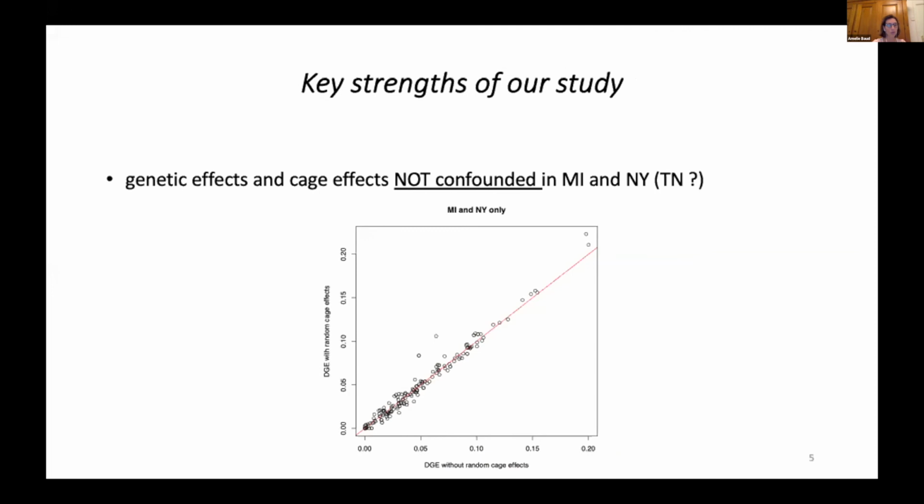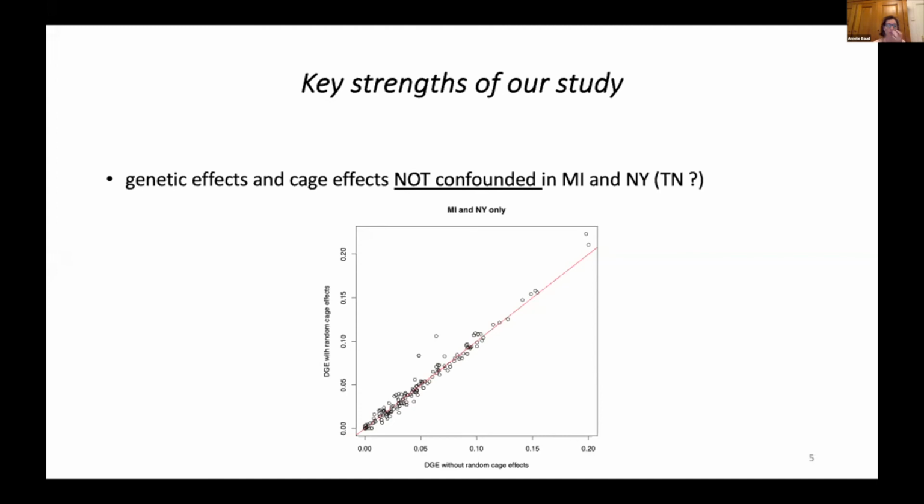I wanted to go through the strengths of this study, and the first one, as I was alluding to before, is that we don't have siblings in the same cage. And that means that genetic effects are not confounded with cage effects. And we know that cage effects can be quite strong in microbiome studies, whereby rats or mice sharing a cage tend to have more similar microbiomes. So if animals sharing a cage were siblings, you can see that we might misinterpret cage effects as genetic effects.